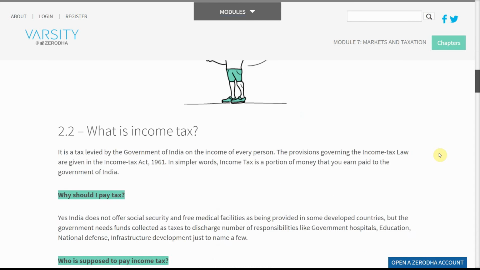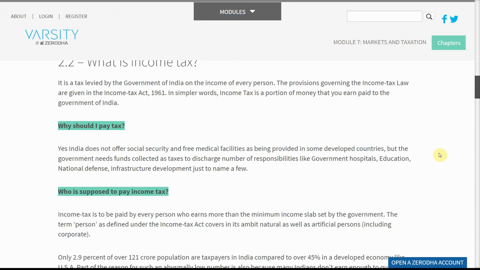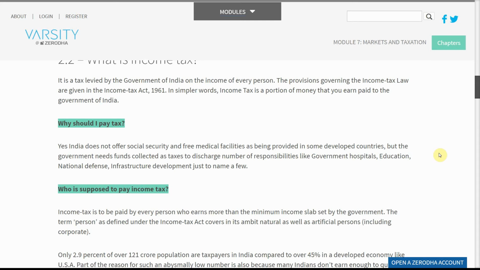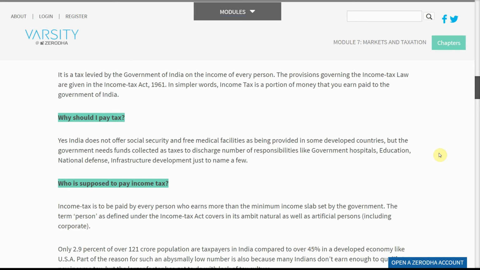2.2 What is income tax? It is a tax levied by the Government of India on the income of every person. The provisions governing the income tax law are given in the Income Tax Act, 1961. In simpler words, income tax is a portion of money that you earn paid to the Government of India. Why should I pay tax?